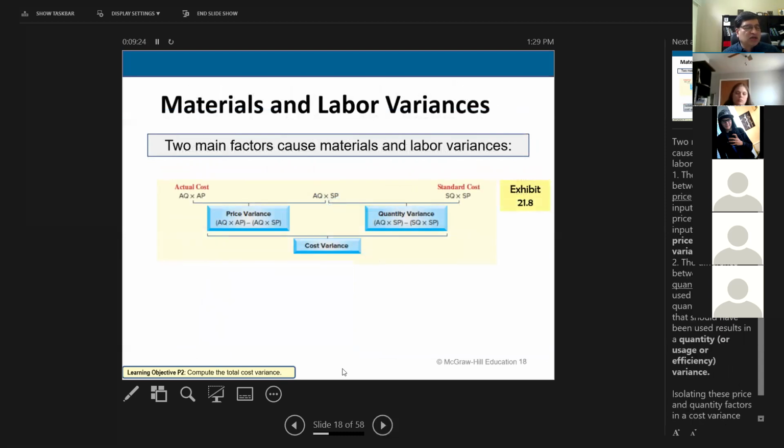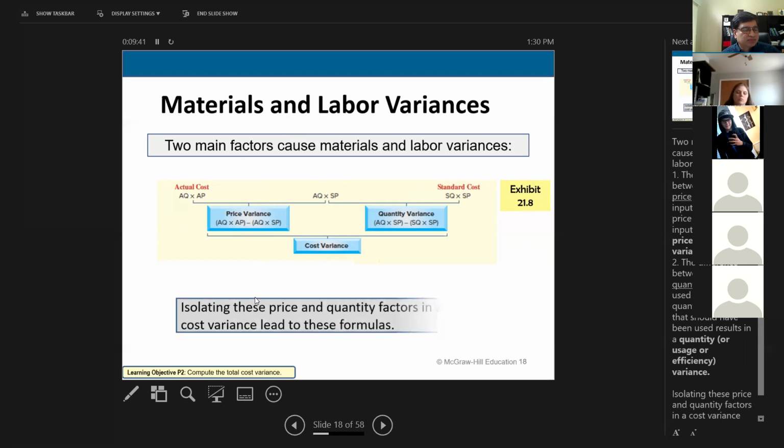So as we said, the variance is due to two reasons, the price and the quantity. The first one is due to the price. Actual quantity times actual price is the first one, which is actual. Actual quantity times standard price is your flexible. This is your flexible. This is your budgeted or the master level. Standard at standard. This is actual at standard, actual at actual.